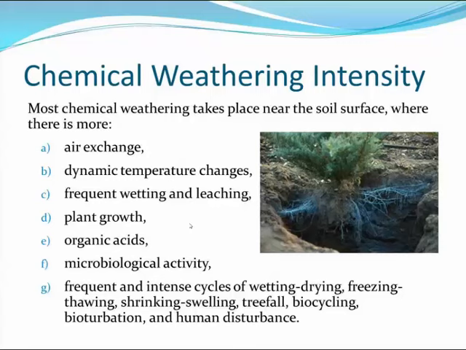And of course, the organic acids are released both from the roots and from the leaves that decompose on the surface. That happens at the surface. And microbiological activity is most intense in the upper part of the soil too. That also affects chemical weathering. But we get frequent and intense cycles of wetting and drying, freezing and thawing, shrinking and swelling, and other things that do affect the weathering of the soil.